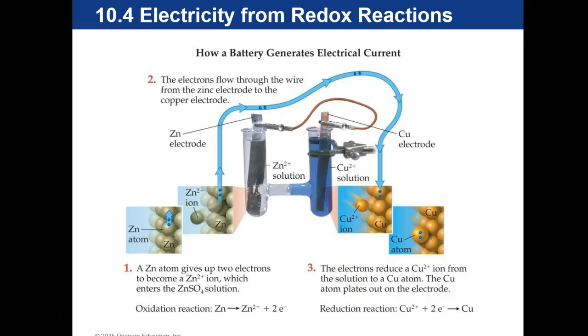So here's how that battery generates the electric current. A zinc atom gives up 2 electrons to become Zn2+, which enters the ZnSO4 solution. Here's that oxidation reaction. The electrons flow through the wire from the zinc electrode to the copper electrode. The electrons reduce a Cu2+ ion from the solution to a Cu atom. The Cu atom plates out on the electrode, which is the reduction reaction.